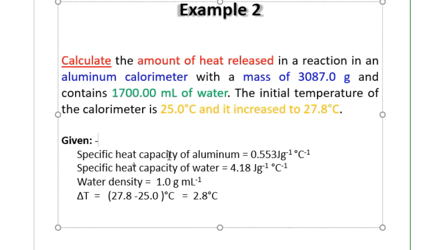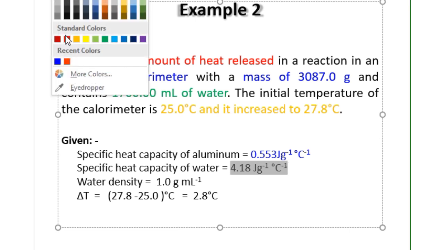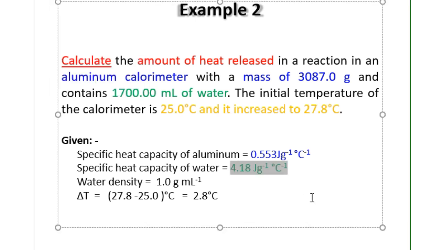So over here, specific heat capacity of aluminium is given. This is for blue color. I represent the blue color with the calorimeter, and then the green color with the water. This is the specific heat capacity for the water. Density is given because we need to find the mass, not volume. The relationship between density and water is that the density of water is 1 gram per mL. That's why the mass of the water actually is equal to 1,700 grams as well. And then this is the delta T.